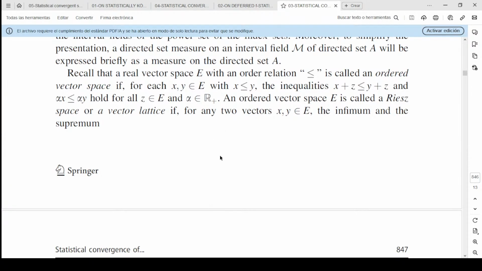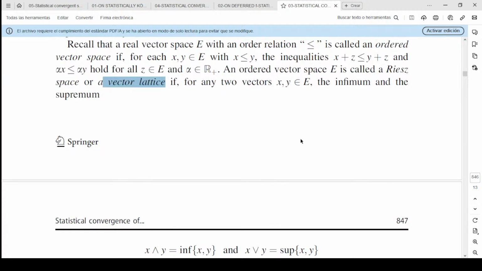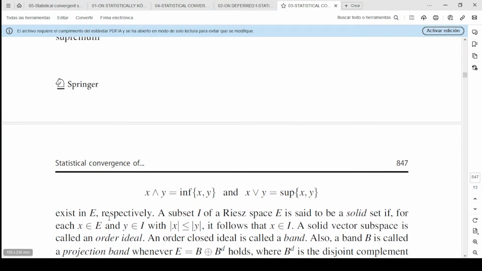We say that a real vector space E with an order relation is called an ordered vector space if for each x and y from E with x less than or equal to y, the two inequalities hold for all z from E and alpha from positive real numbers. An ordered vector space E is called a Riesz space or a vector lattice if for any two vectors x and y, the infimum and the supremum of x and y exist in E respectively.